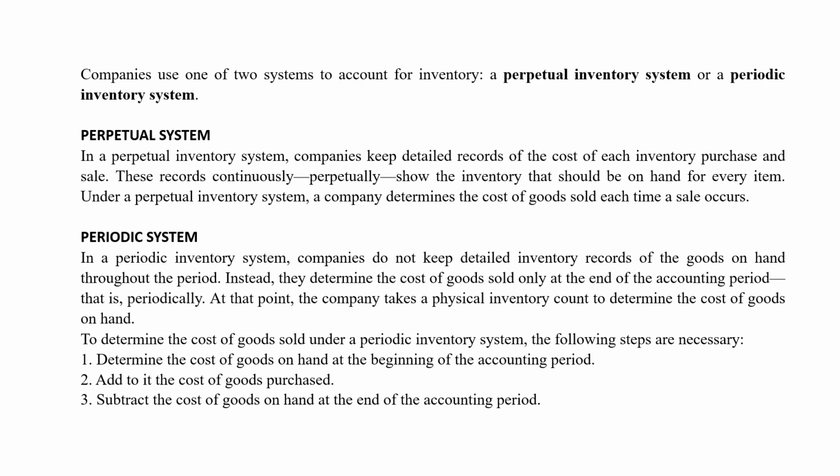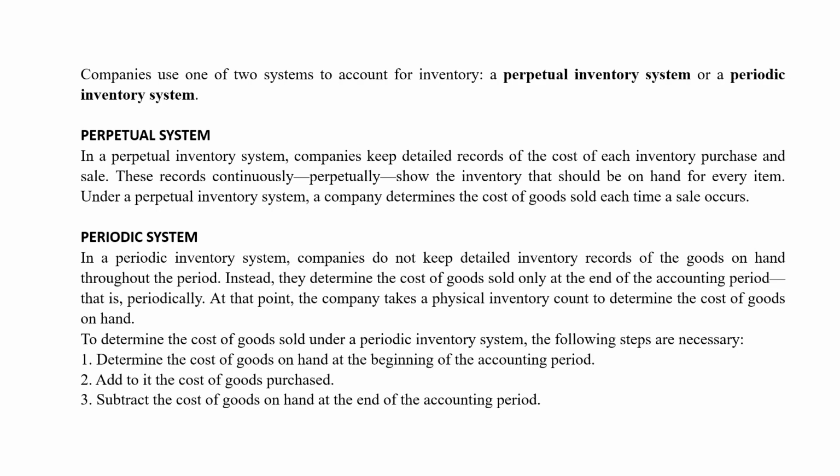On the other hand, in a periodic inventory system, companies do not keep detailed inventory records of the goods on hand throughout the period. Instead, they determine the cost of goods sold only at the end of the accounting period, that is, periodically. At that point, the company takes a physical inventory count to determine the cost of goods on hand.